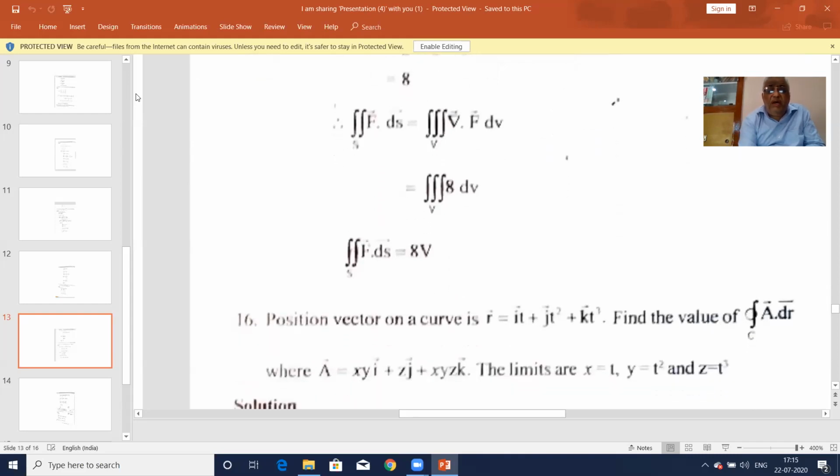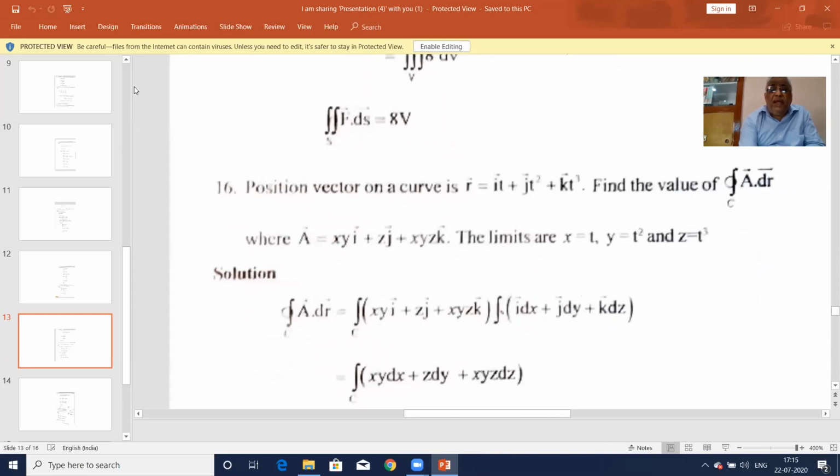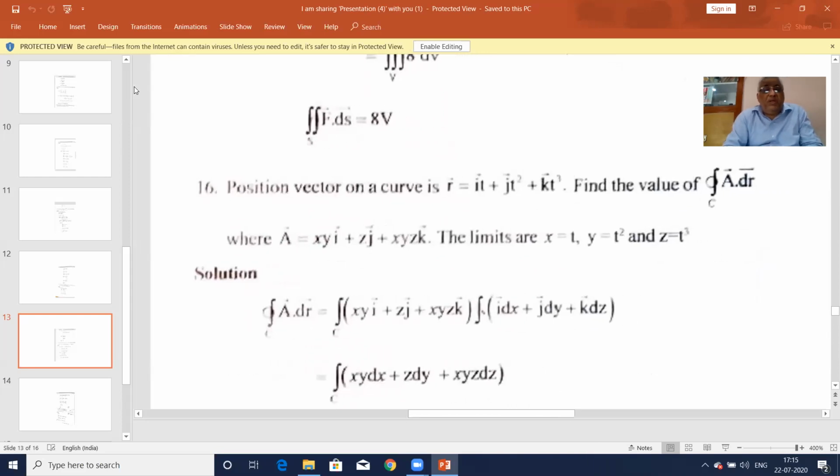Position vector of a curve. This is another line integral problem, a Stokes theorem problem. The position vector of a curve is r equal to i t plus j t square plus k t cube. Find the value of the line integral around the curve, A dot dr, where A is given as xy i plus z j plus xyz k. The limits are x equal to t, y equal to t square, z equal to t cube.